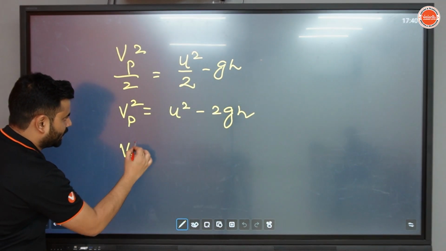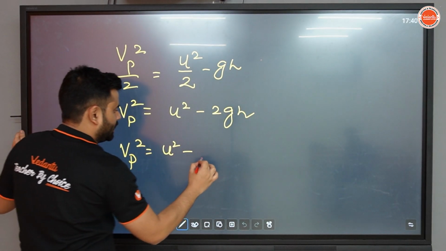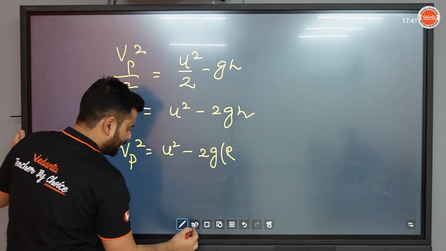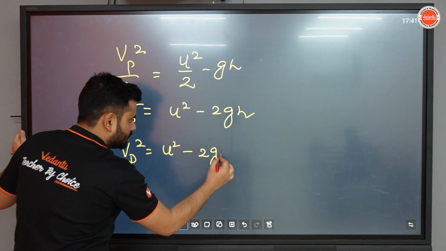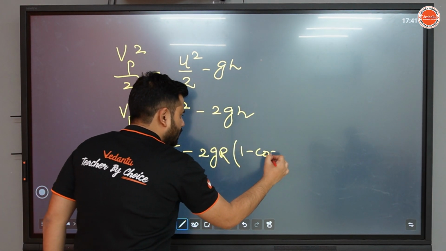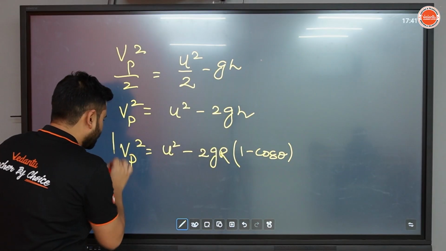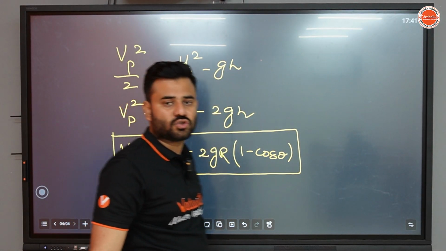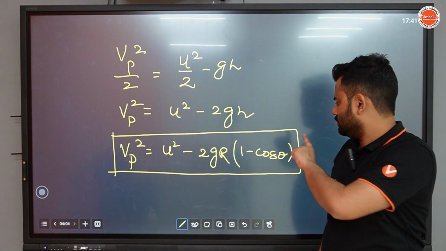So Vp square is equal to U square minus 2 into G into H. H is R minus R cos theta, and R you can take common, 1 minus cos theta. If you look carefully, what is the value of Vp square? Vp square is equal to U square minus 2GR, 1 minus cos theta.